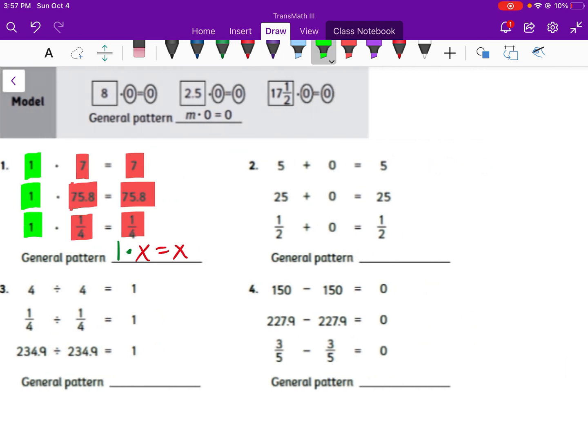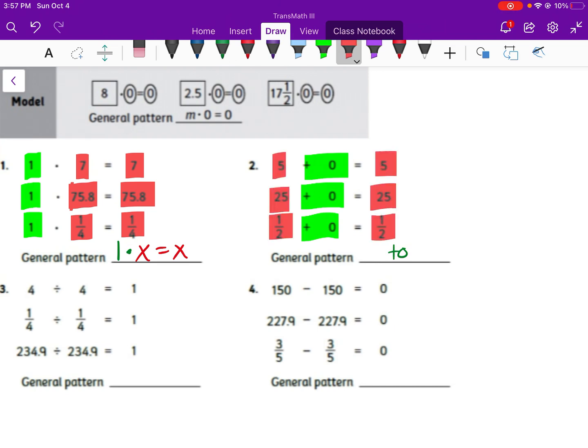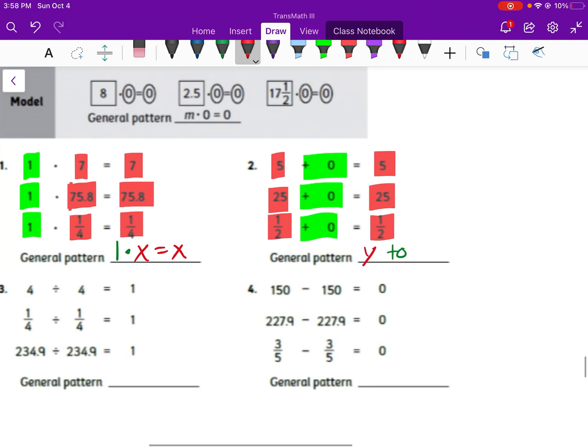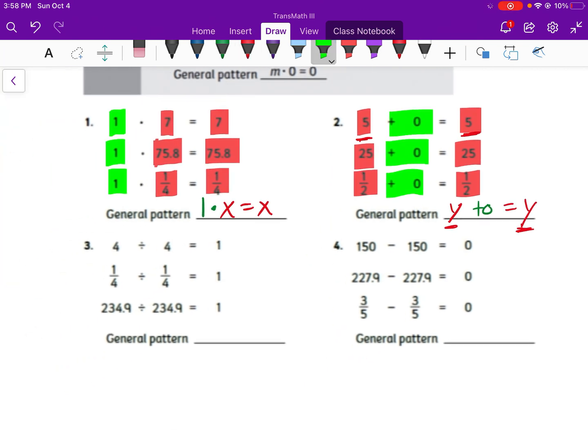In this one, plus 0, plus 0, plus 0. That thing does not change at all. And we're taking that some value, and it's always that same value on the other side. We're going to represent those values with, let's say y this time. Y plus 0 equals y. Now, one thing I've noticed, some people put y here and then x here. That's two different values. These values are exactly the same, so we have to represent them with the same variable.